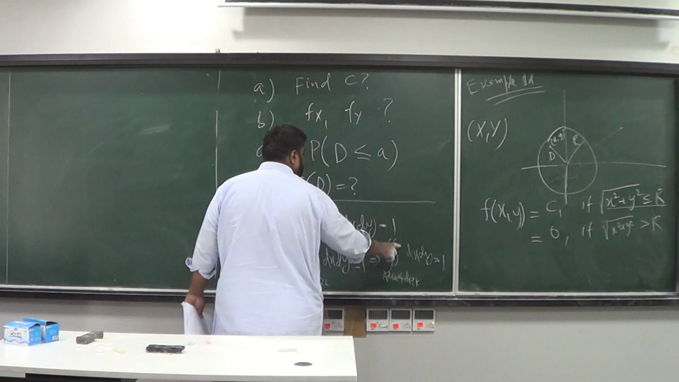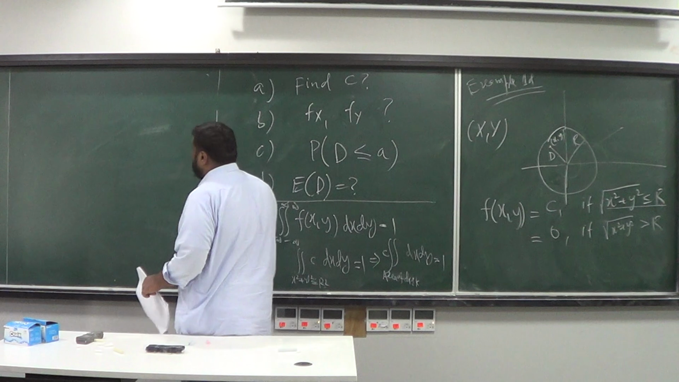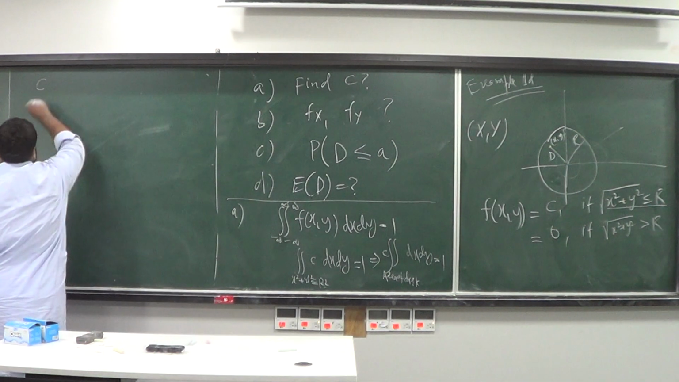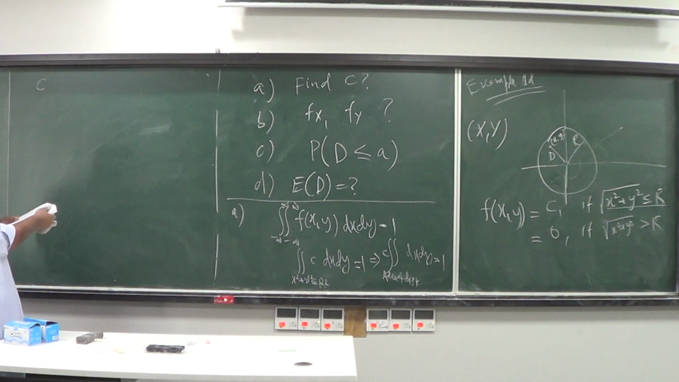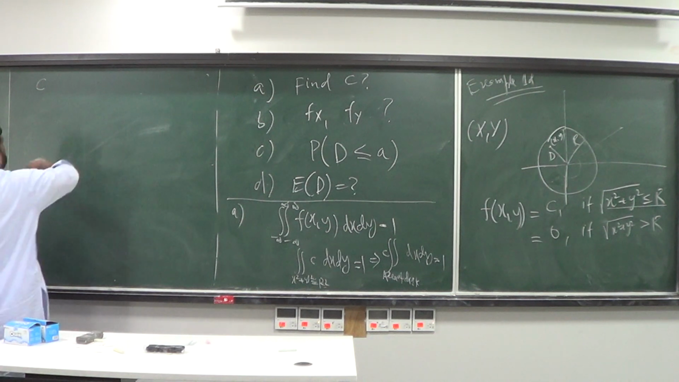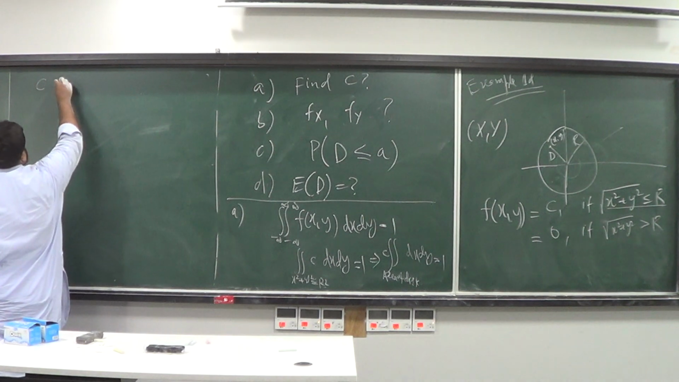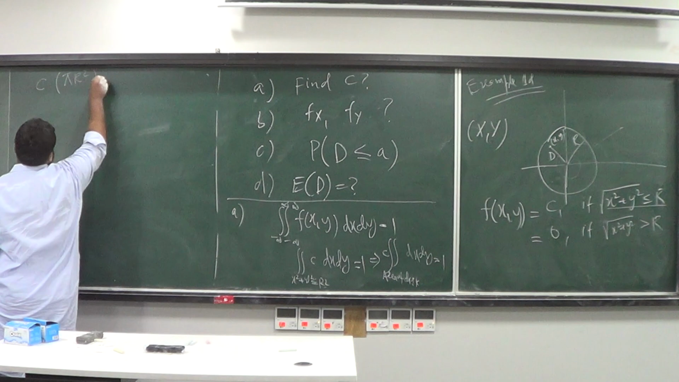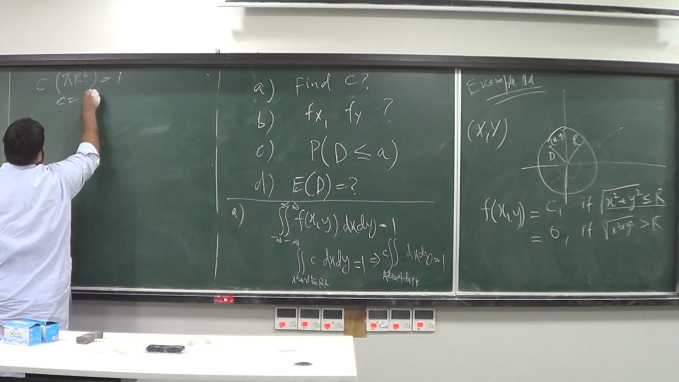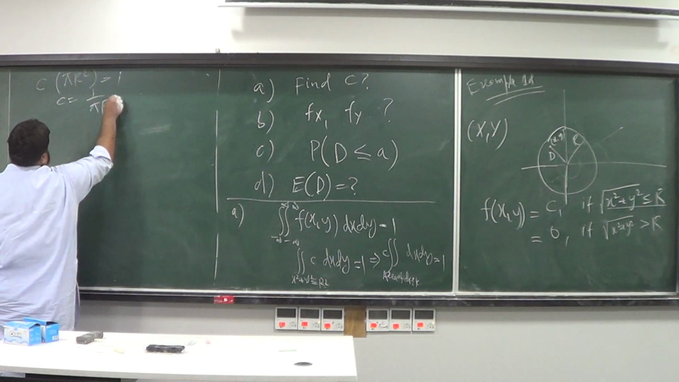Now what is the area of the whole disk actually? So you can compute that this is going to be equal to pi r square. So the area of this is pi r square, equal to 1, so the c must be 1 over pi r square.